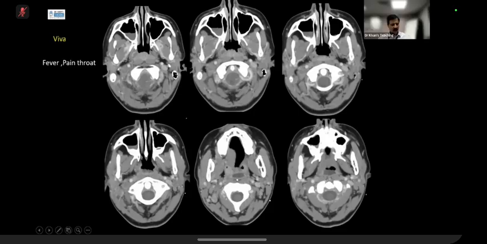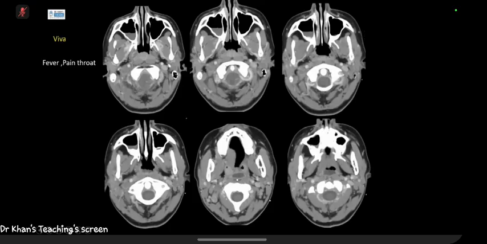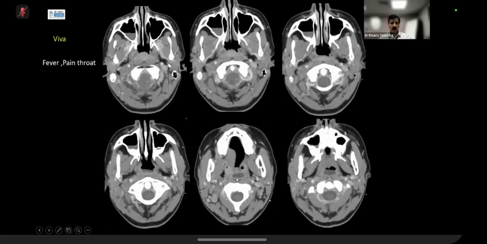Okay, one thing which I wanted to emphasize is that whenever you see any infection in head and neck, when you are looking at the brain, always look at the sinuses, sinus thrombosis. In neck, always look at the veins. Is there jugular vein thrombosis? And in this particular case, if you look here, you can see that this is the jugular vein. Do you see this?